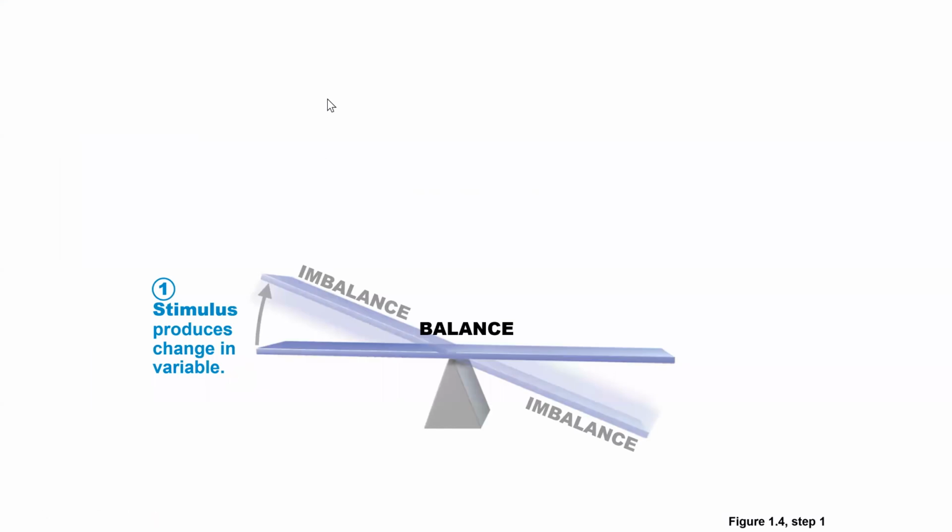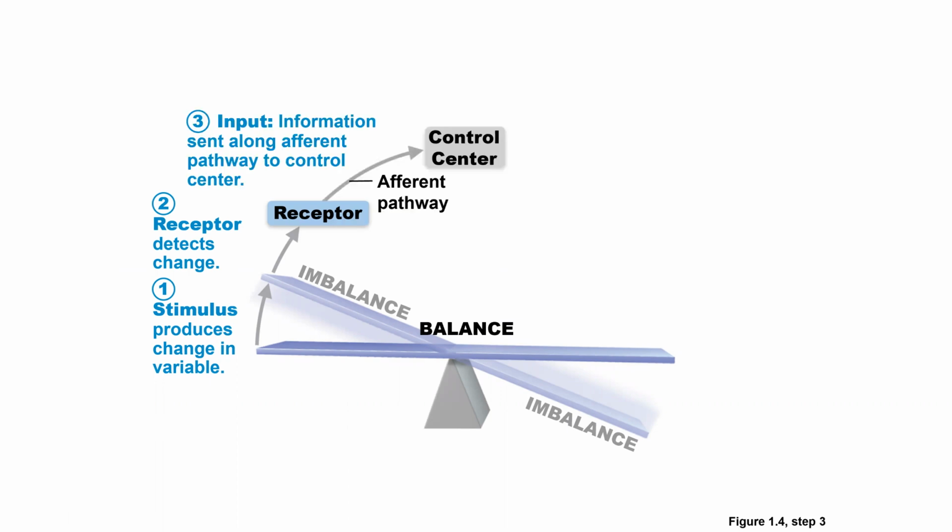Right, so here's the example. You have a stimulus that produces changes in a variable. So for example, again, outside temperature goes up and it produces changes in your body temperature. Now your body is out of balance. Now you have receptors that will detect the change. So receptors sense input, sending information to the control center.